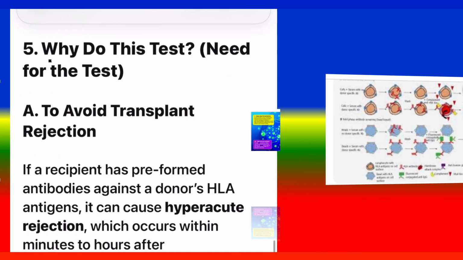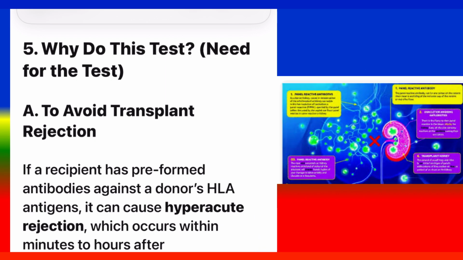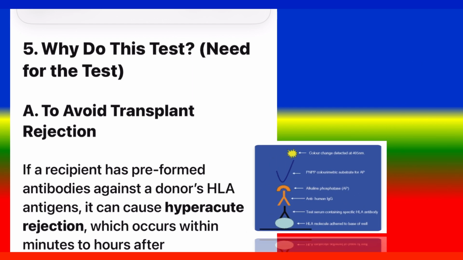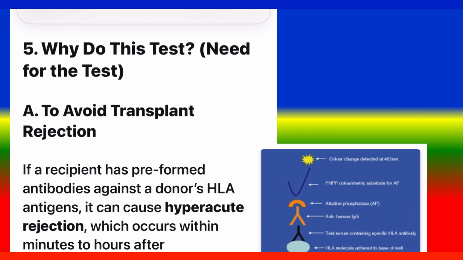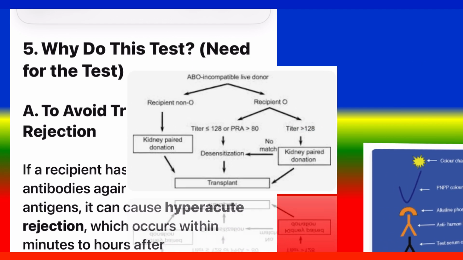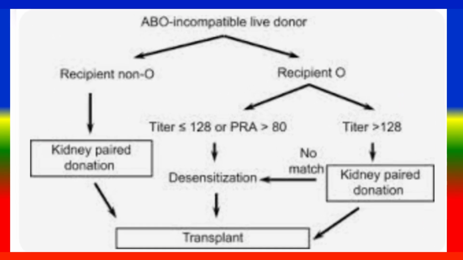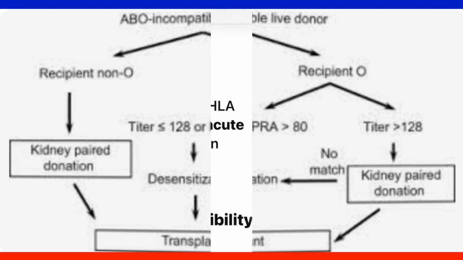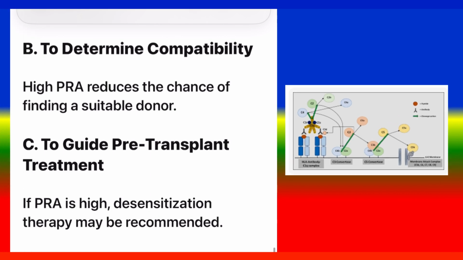Number 5. Why do this test? Need for the test. A. To avoid transplant rejection. If a recipient has preformed antibodies against a donor's HLA antigens, it can cause hyperacute rejection, which occurs within minutes to hours after transplantation. B. To determine compatibility. High PRA reduces the chance of finding a suitable donor.